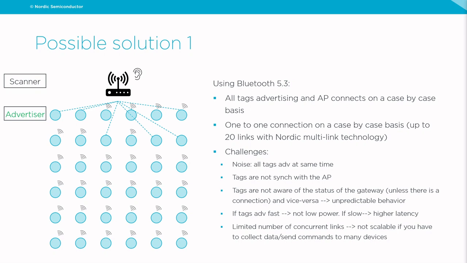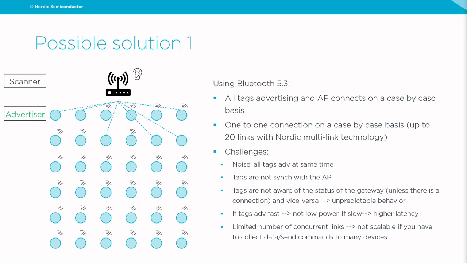Let's say that we are using Bluetooth 5.3, for example, and so how can we address the one-to-many use case using that release? Here is a first possible solution. In this case, all the tags are advertising randomly. The access point, the central, can constantly scan for tags, and only when needed, it can connect to a specific tag over Bluetooth low energy. So the connection happens on a case-by-case basis. With the Nordic SoftDevice Controller in nRF Connect SDK, it will be possible to connect concurrently up to 20 devices and exchange data.